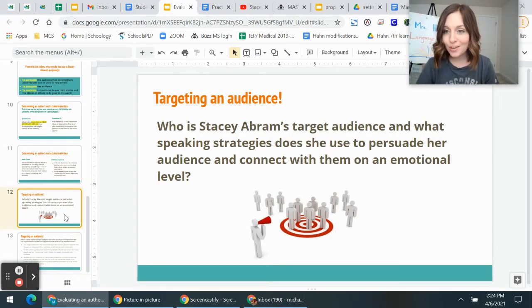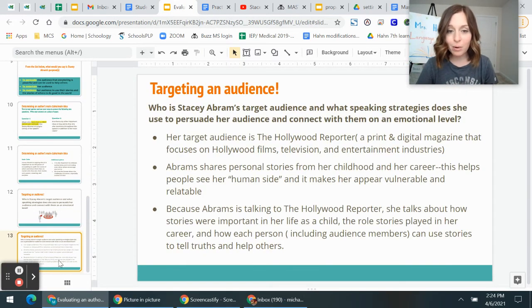Okay, I'm hoping you wrote down your answer. So Stacey Abrams, at the beginning of her speech, says that she was talking to the Hollywood Reporter. So this isn't one person. This is actually a print and digital magazine that focuses on Hollywood films, television, and the entertainment industry. So a whole bunch of people that like to report on what's going on in Hollywood. So how did she connect with them? How did she make an emotional connection? How did she really target them? Well, she did this by using stories.